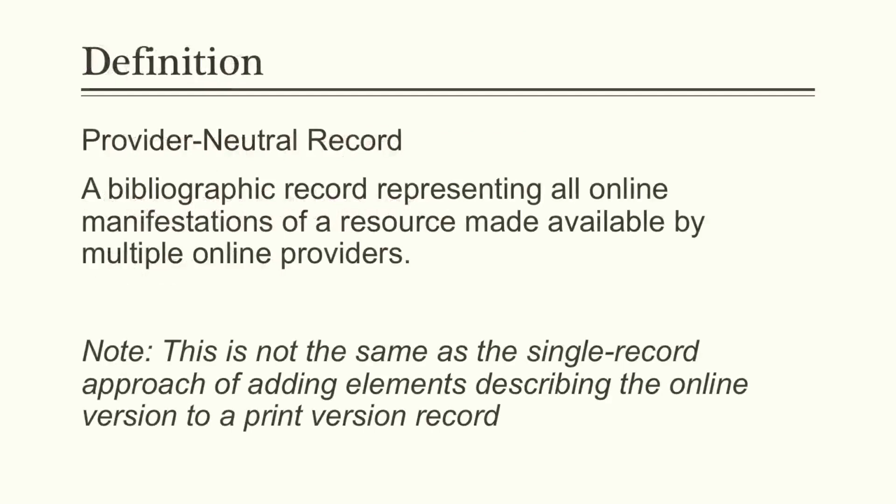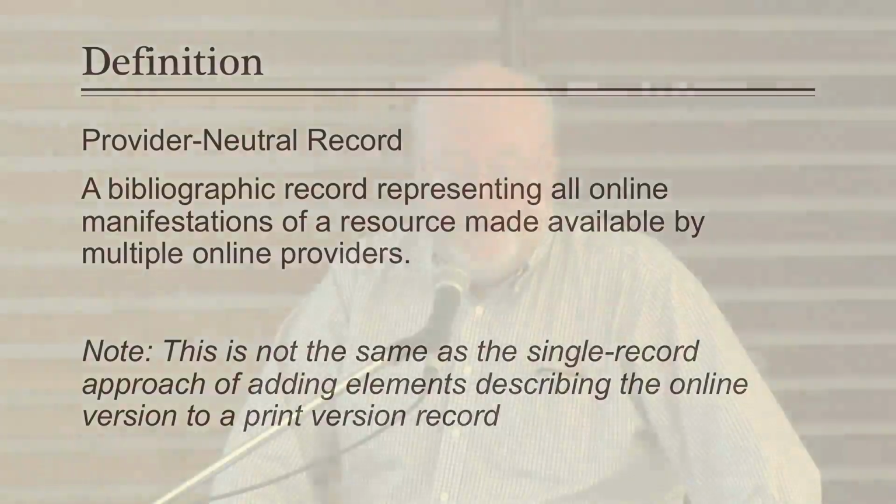Okay. So the definition of a provider neutral record: it's a bibliographic record representing all online manifestations of a resource made available by multiple online providers. Okay, so the key points, it's a single record. That single record represents all manifestations of an online resource, okay? And those manifestations can be made available by multiple providers, by different providers, okay?